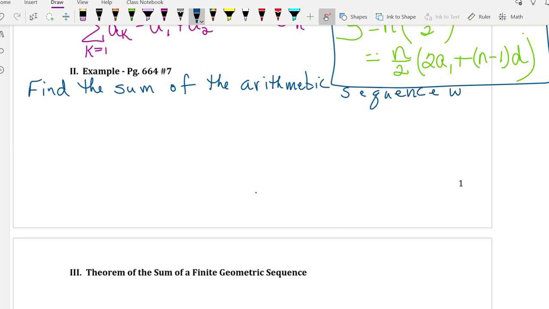With common difference d. Oops, I jumped up to the next part.